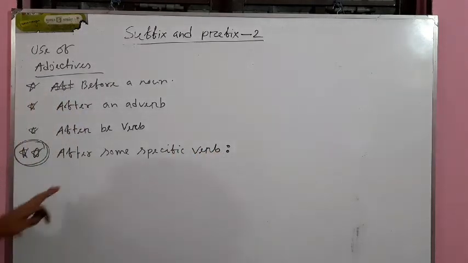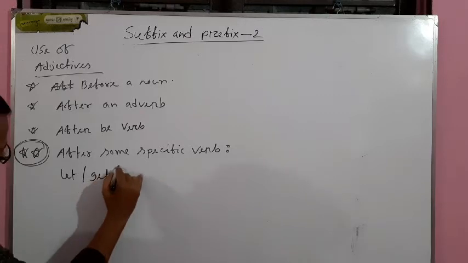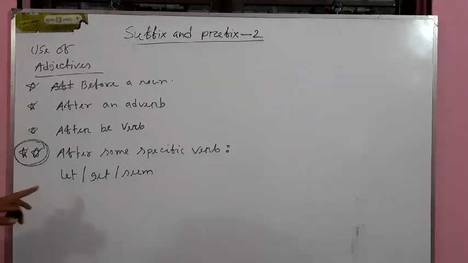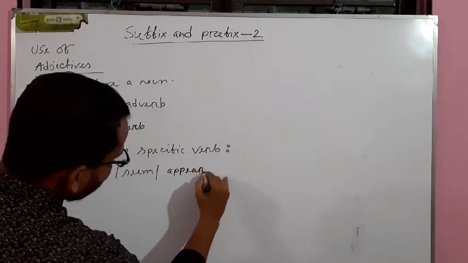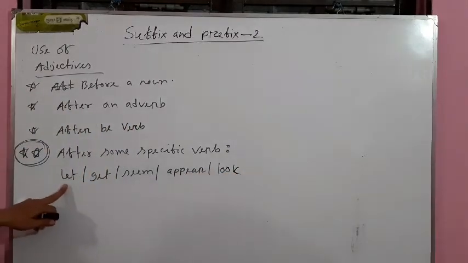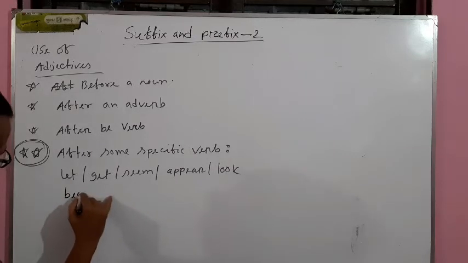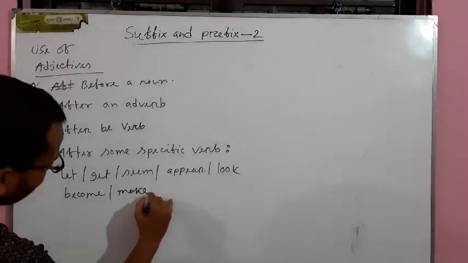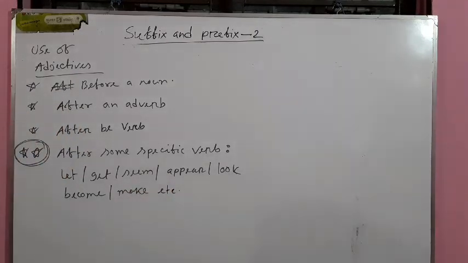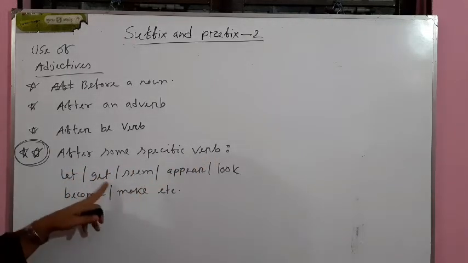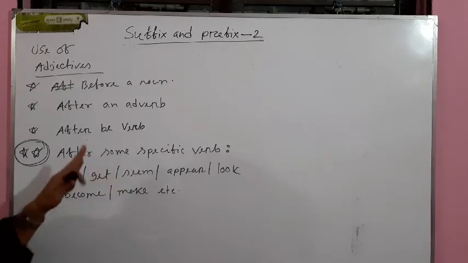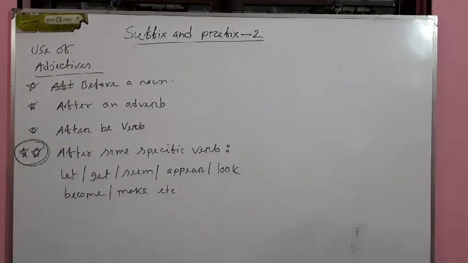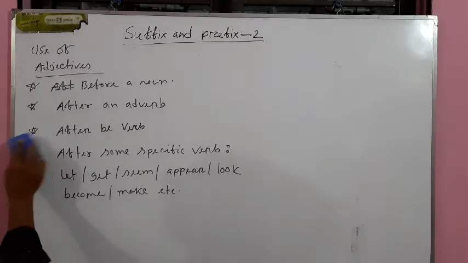For example, what are the verbs? After some: let, get, seem, S-E-E-M. Let, get, seem, appear, A-P-P-E-A-R. Appear, L-O-O-K, look. Then comes become, B-E-C-O-M-E, become, and make. We will write etc. There can be more verbs. After some specific verbs, let, get, seem, appear, look, become, make, etc., we will always use an adjective. Okay. Finally, adverb. Use of adverb. Finally, use of adverbs.